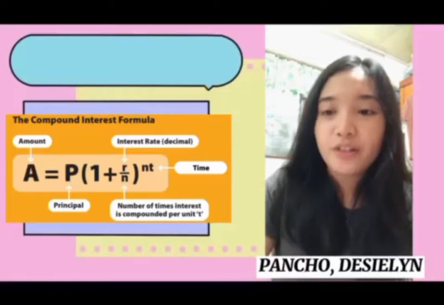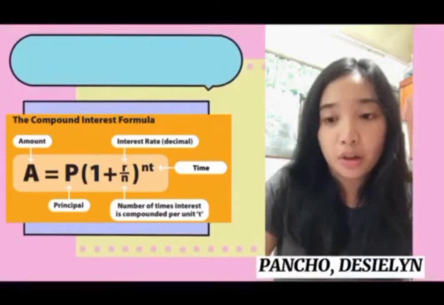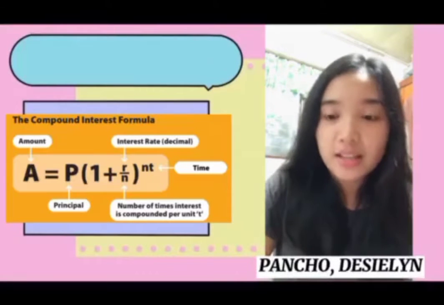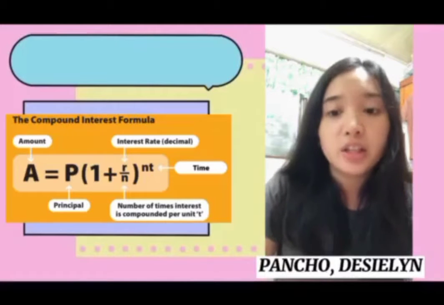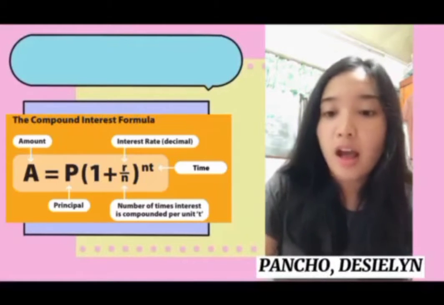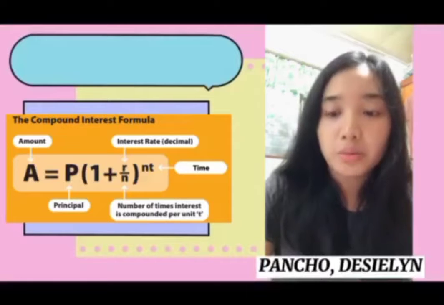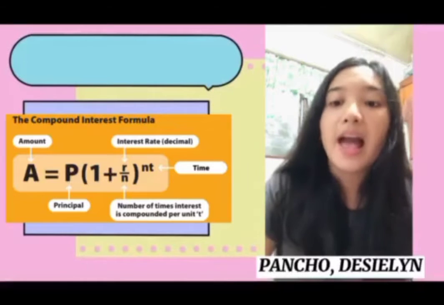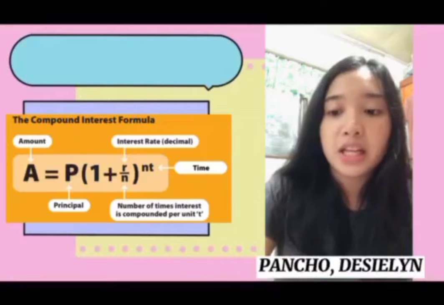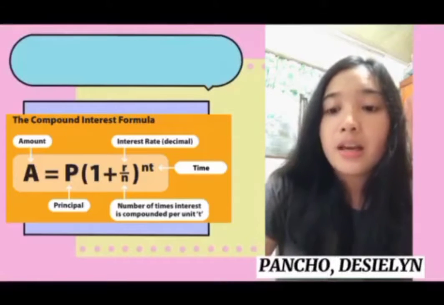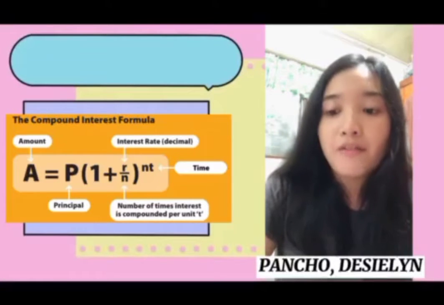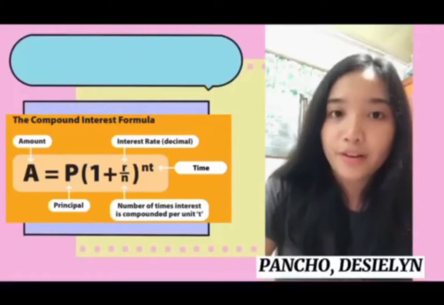A for the future value of the investment or loan, including the interest; P, the principal investment amount, or the initial deposit or loan amount; R for the annual interest rate in decimal; n, the number of times that interest is compounded per unit; and T, the time the money is invested or borrowed for.